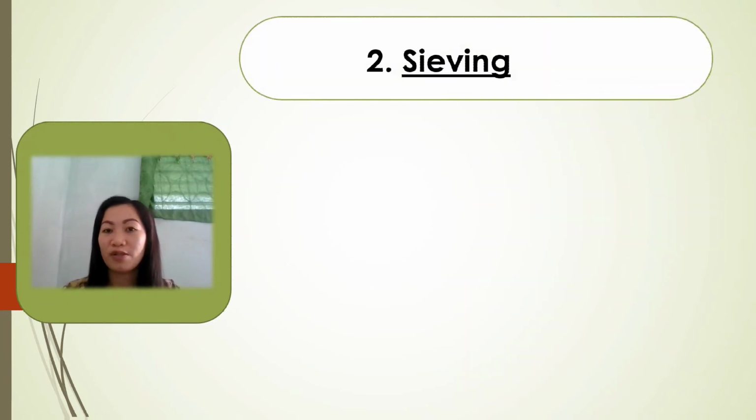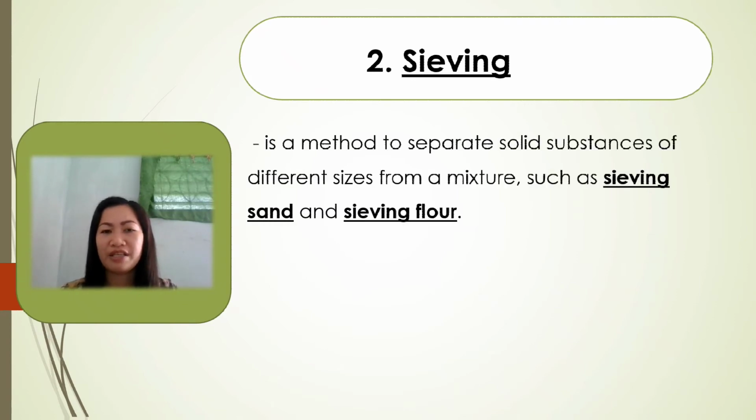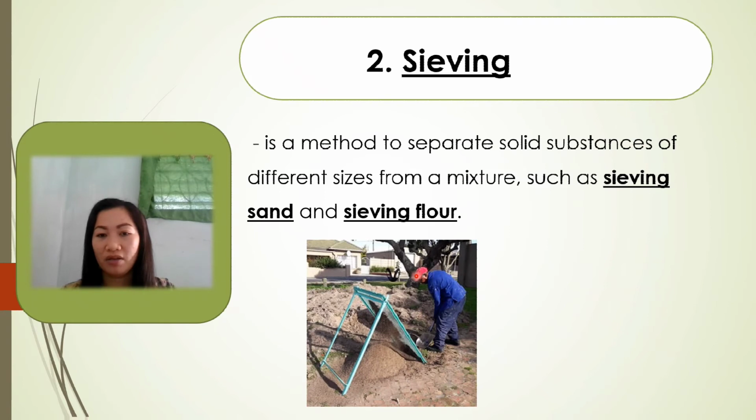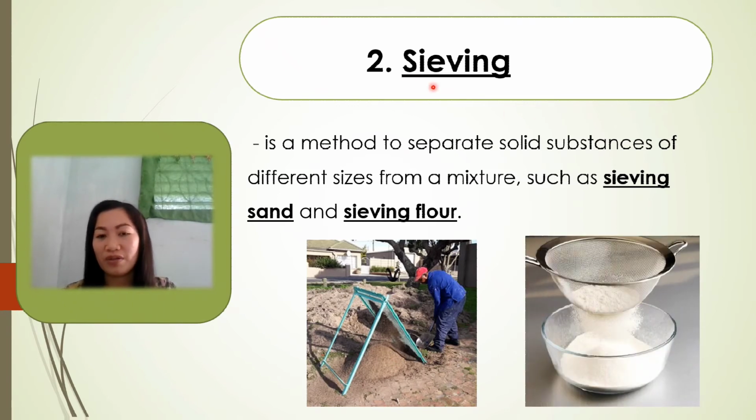The second method is sieving. Sieving is the method to separate solid substances of different sizes from a mixture, such as sieving sand or sieving flour. Like this one, this is a sieve. We use it to separate the bigger materials from the smaller, not too big materials, so we use sieving by sieve. We use it like sieving sand or sieving flour.